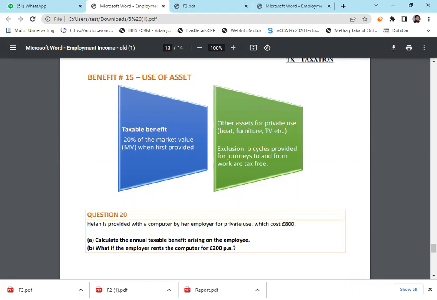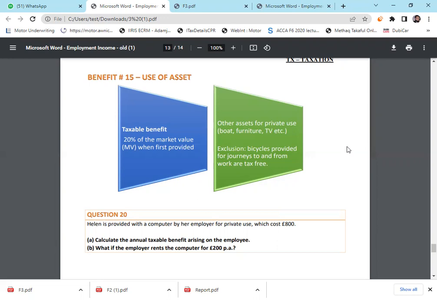But here, in benefit number 15, other than what we learned till now, we mean furniture, boat, TV, kitchen system, DVD players, suit, anything which till now we didn't discuss. What we discussed were the specific benefits, specific workings like car, van, fuel, accommodation, etc. But if any other asset comes, we will apply use of asset rules.